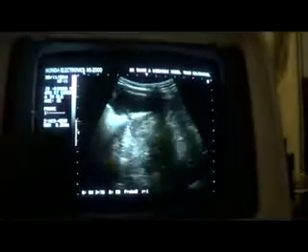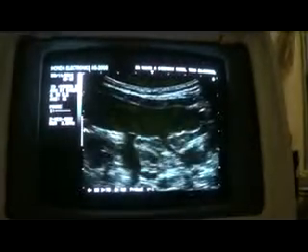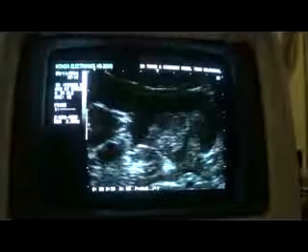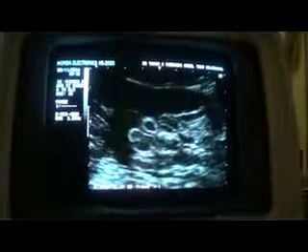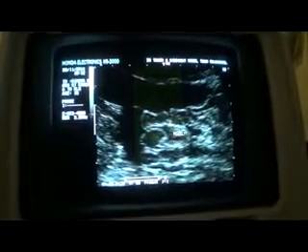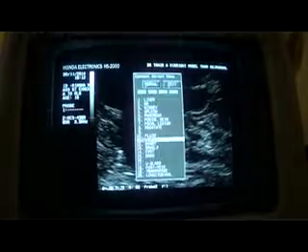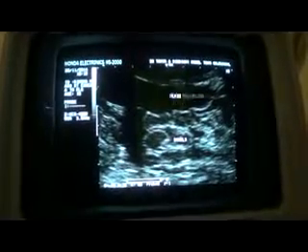And this is the fluid in the right paracolic gutter, and you can see again the same configuration as you saw in the left side. These are bubbles. These are all bubble segments, and this is all fluid.